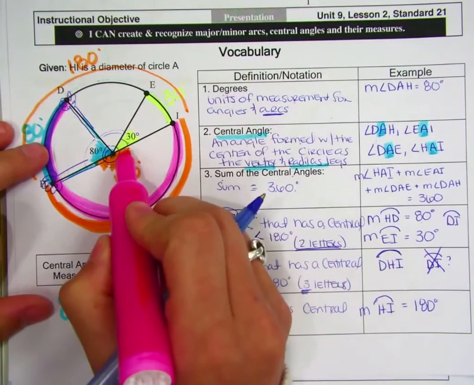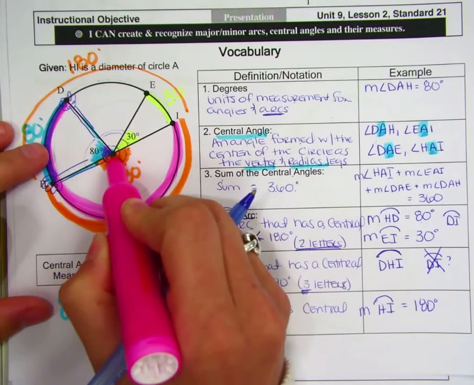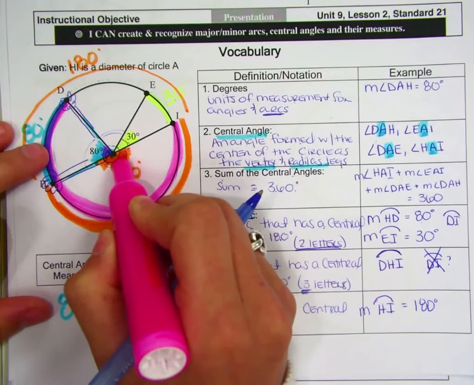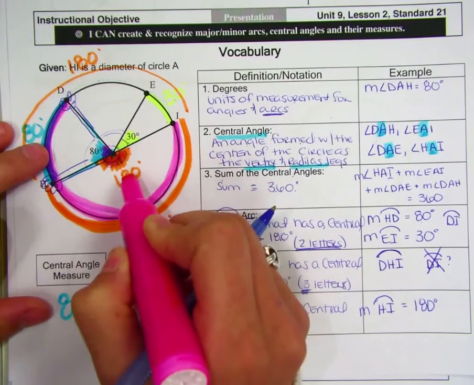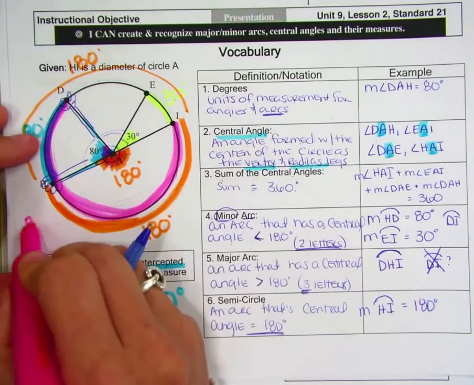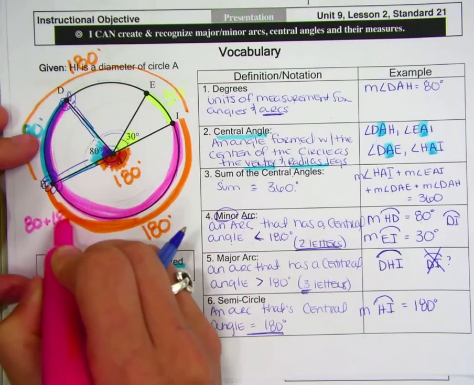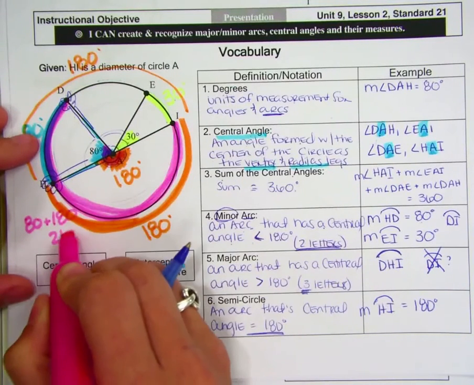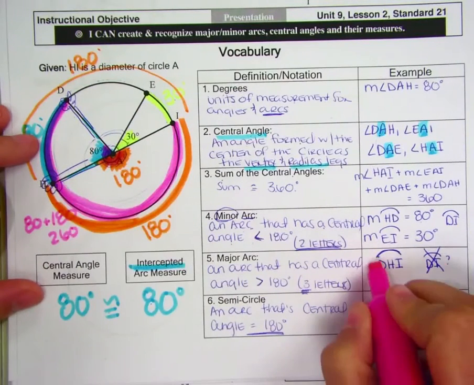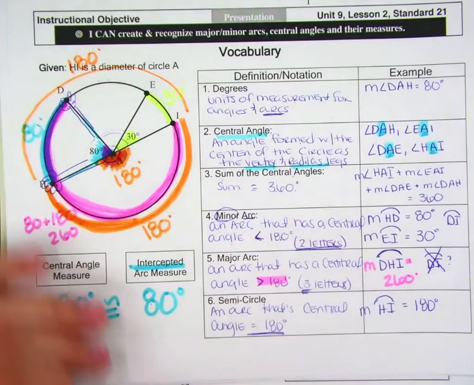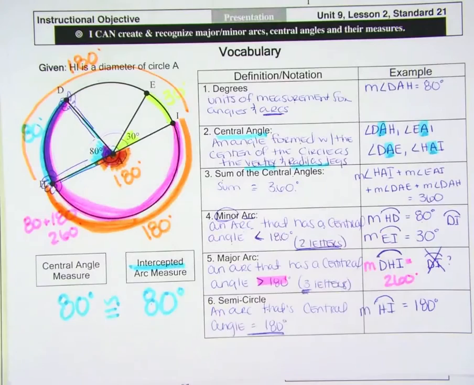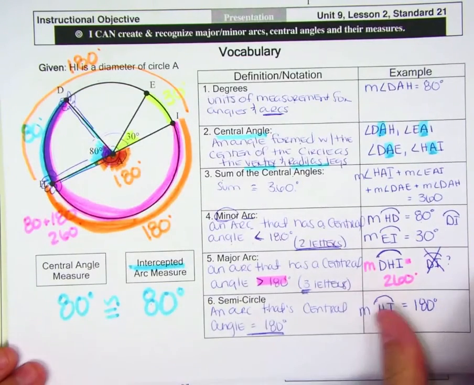Okay? So let's go back and talk about the pink arc. The pink arc has this as a central angle. It's actually this entire thing. It's made up of the blue arc, the blue angle, and the orange angle. So it will be 80 plus 180, which will be 260 degrees. So the measure of our DHI is 260 degrees, which is greater than 180. We will review this on the next page in the example.